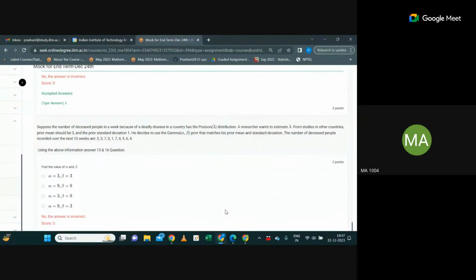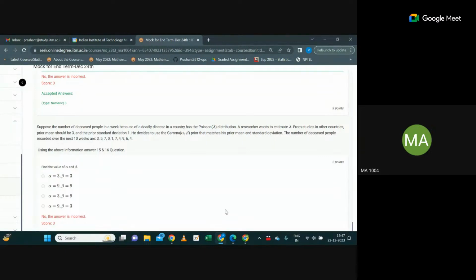The number of cases of a disease in a country has a Poisson lambda distribution. A researcher wants to estimate lambda from studies in another country. The prior mean should be 3. See, we focus on the statement. He said the prior mean should be 3 and the prior standard deviation is 1. He decided to use the Gamma(alpha, beta) prior.